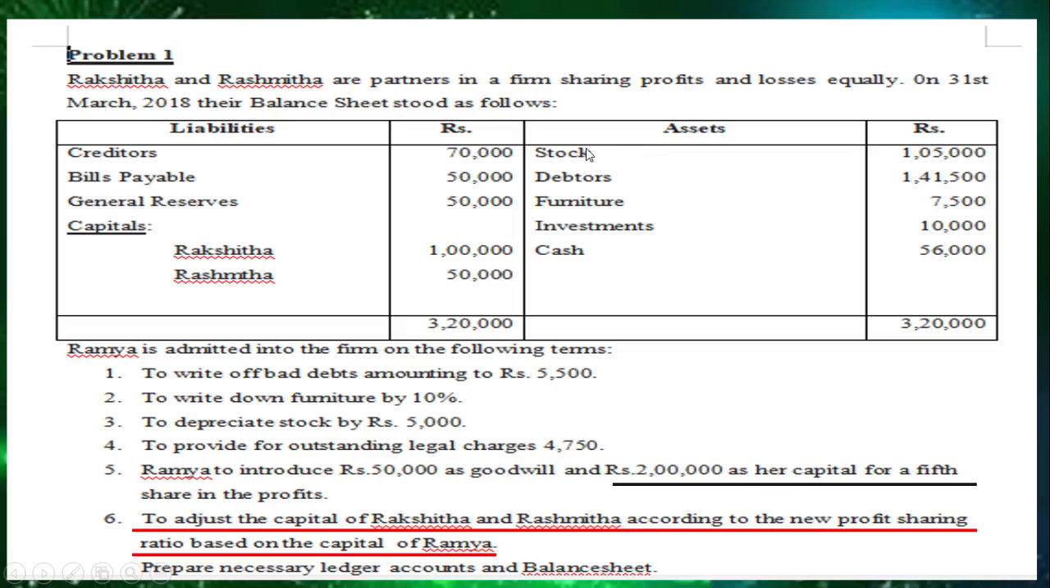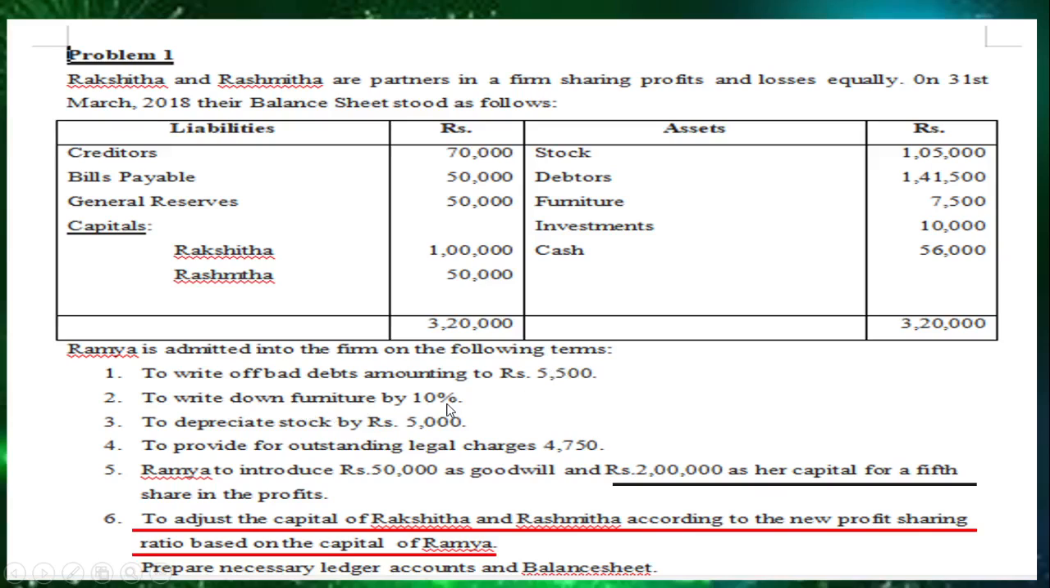And on asset side, again they have given various assets. So we have to adjust these values with the adjustments in revaluation account as well as in balance sheet. Let us see the adjustment one by one. To write off bad debts amounting to rupees 5,500. So this amount in revaluation account as well as in balance sheet.